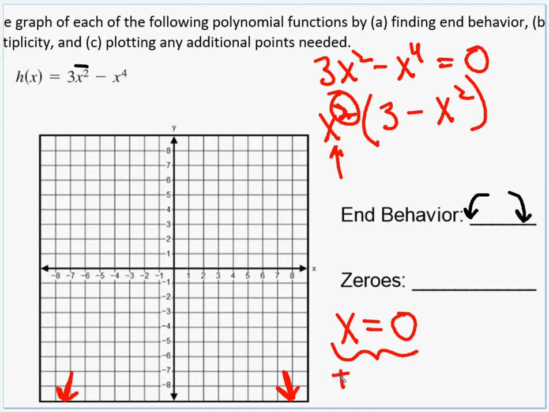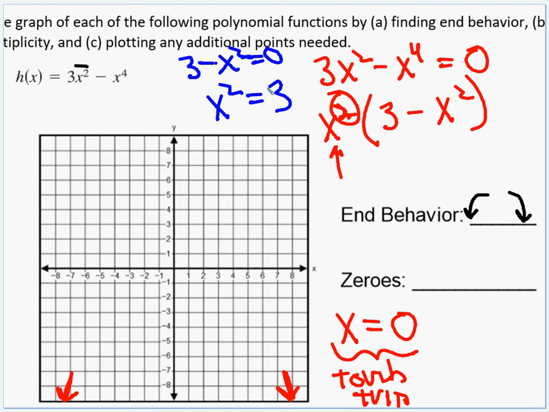But inside the parenthesis, let me switch to blue ink. If we set 3 minus x squared equal to 0, add the x squared, and you get x squared equals 3. Now, it's not a perfect square, but we can square root it, and we'll get x equals plus or minus square root 3. Square root 3 is about 1.4 or something like that. It's definitely between 1 and 2. And these are each first power. So at each of the positive and negative root 3, we are going to cross the x-axis.